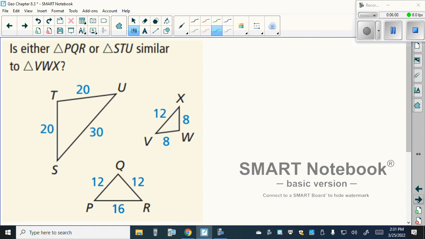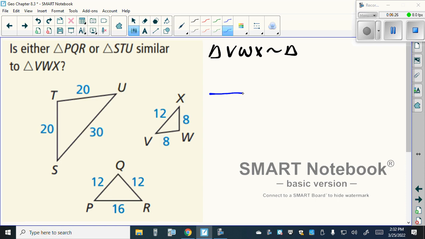Is either triangle PQR or triangle STU similar to triangle VWX? Well, we know one of the 2 triangles is going to be similar to VWX because the directions told us that. So we're trying to see which one it is. Okay, we can do that one first.